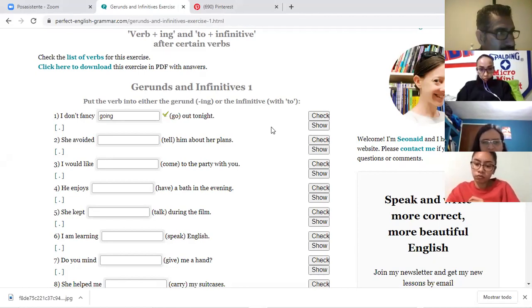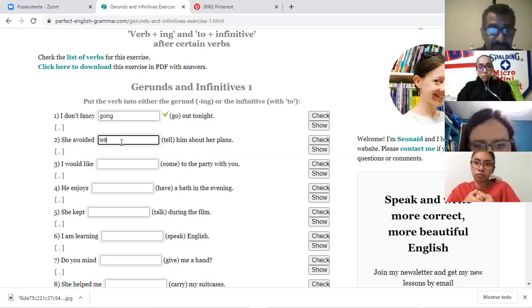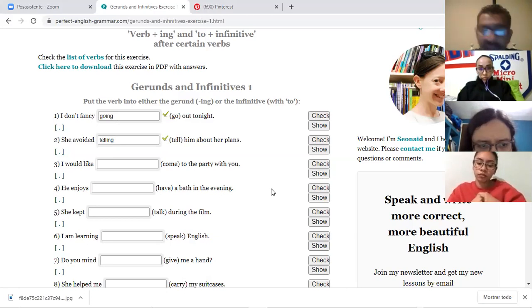She avoided to tell him about her plans. To tell him. Look at the list of the verbs. Yes, avoid is verb plus gerund. Okay. She avoided telling him. Telling him about her plans. Very good. Let's check. Telling, and the answer is correct.